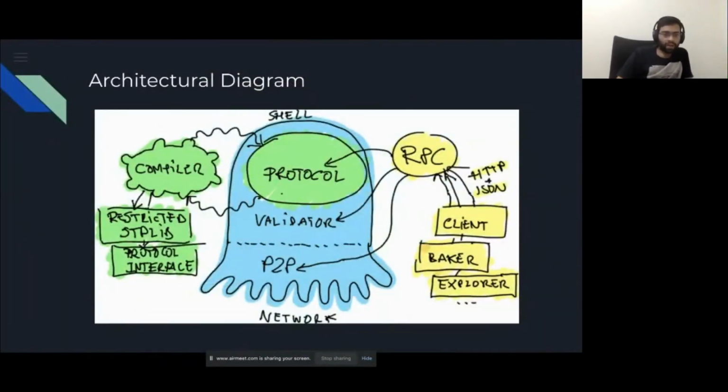This is a very ugly architectural diagram of how Tezos is designed. So basically, there is a full node, and it talks to different aspects. It has the networking layer at the lowermost layer, which is the P2P networking layer, which talks to different clients using RPC. And RPC is basically an interface through which different clients can talk to it. They use what is known as HTTP and JSON formats.